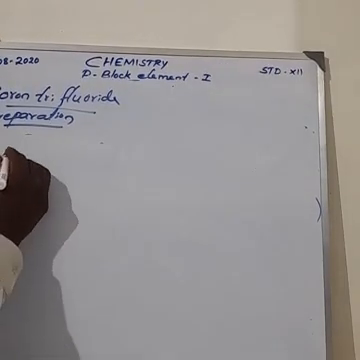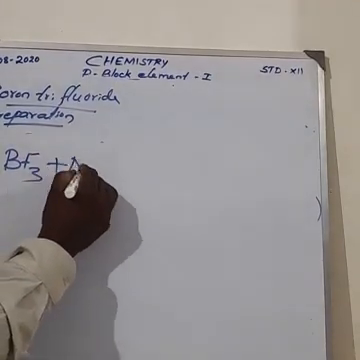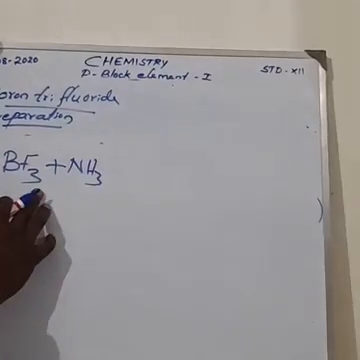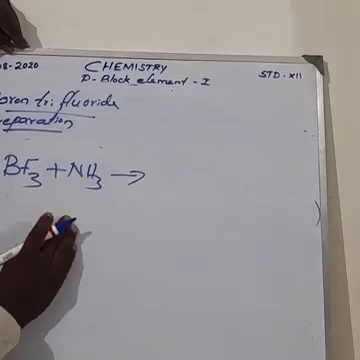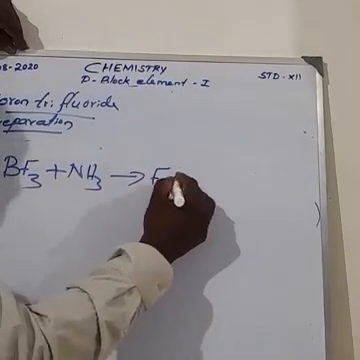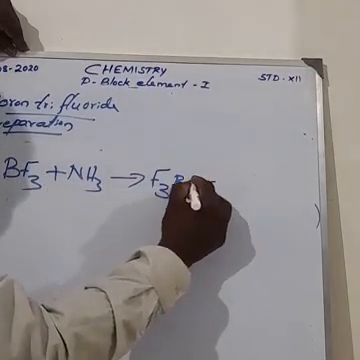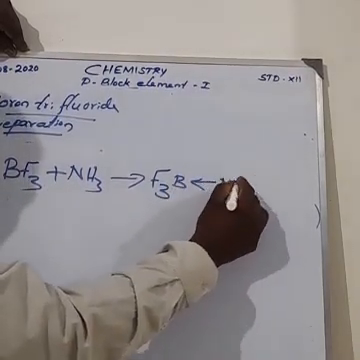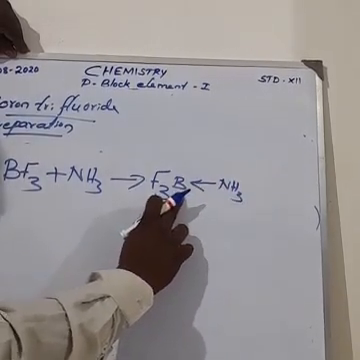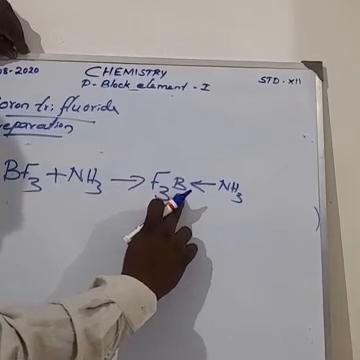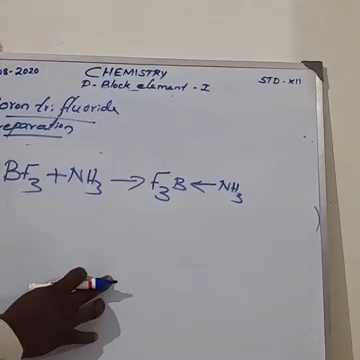For example, BF3, boron trifluoride, reacts with ammonia, NH3. Nitrogen gives a pair of electrons to boron. This is a coordinate covalent bond. Nitrogen gives a pair of electrons to boron. So it is an electron deficient compound.